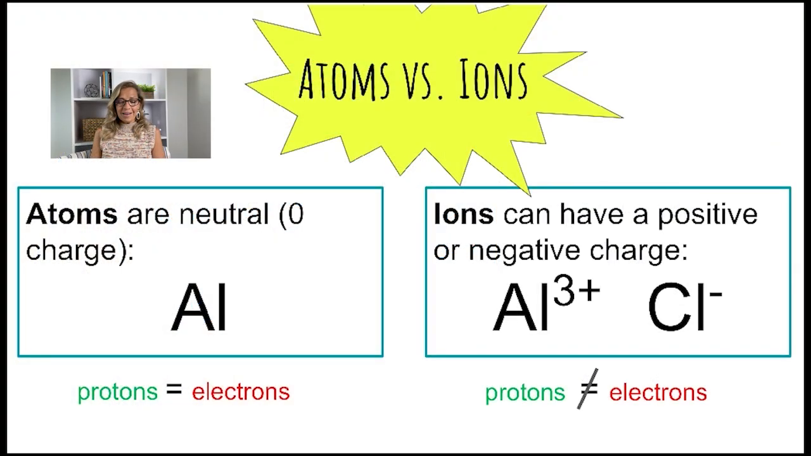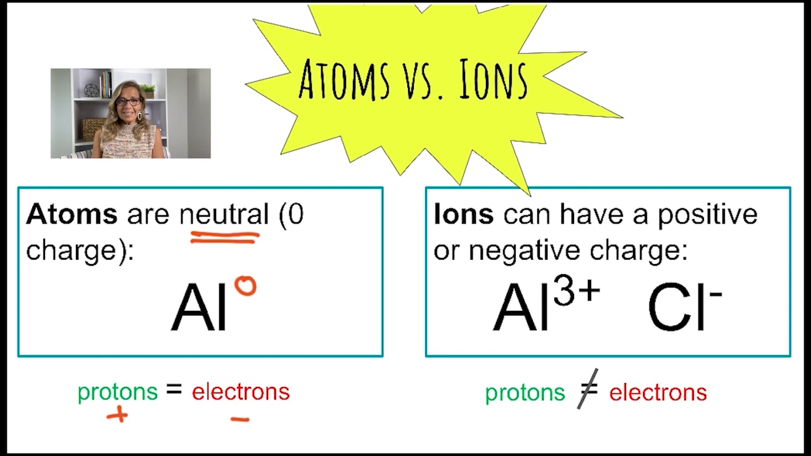Atoms versus ions. Well, the big deal is the charge, okay? Atoms are electrically neutral. And what that means is the number of positive particles, or protons, is equal to the number of negative particles, electrons. So they have 0 charge. In fact, if there were a charge, it would be written right here, and that would be a big 0.